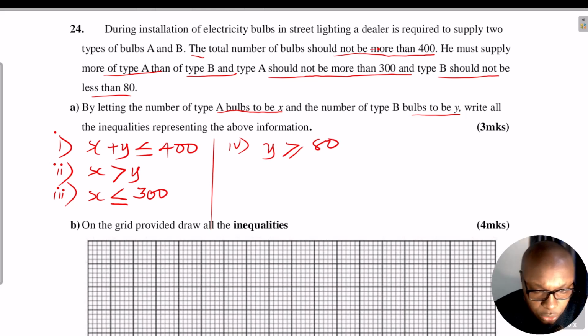Then the last one that you can include: the number of bulbs, X and Y, should be non-negative. That means the number of type A bulbs, X, should be greater than or equal to 0, and also the number of type B bulbs, Y, should be greater than or equal to 0, meaning they should not be negative, either 0 or greater.